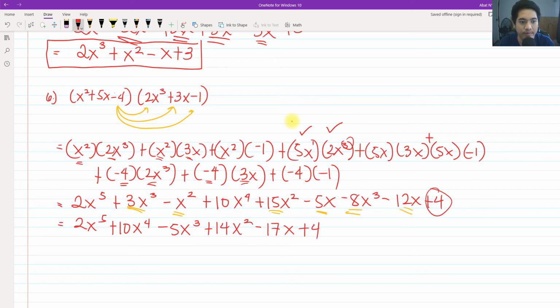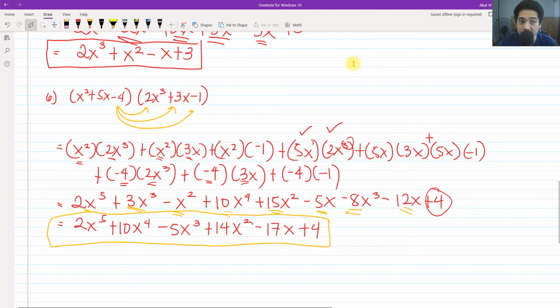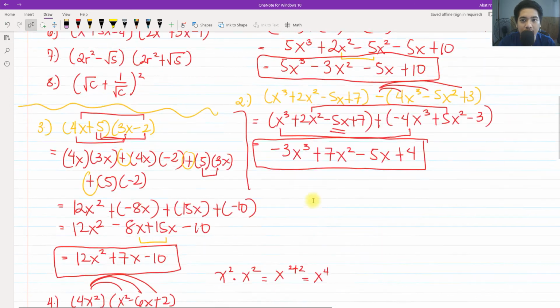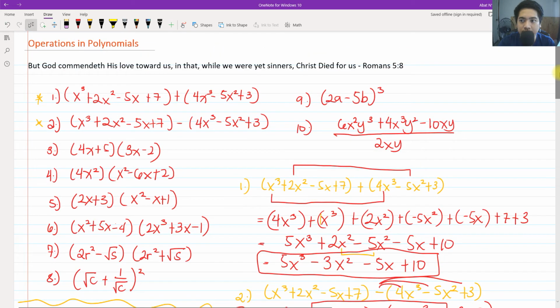So, plus 4. So, let's check: 2x raised to 5, 10x raised to 4. We have x cubed, negative 5x cubed. Then x squared, we have 15 minus this, 14x squared, negative 17x, and then plus 4. So, this would be our final answer for this. It may look long. The solution is long, but technically, it's not that long.